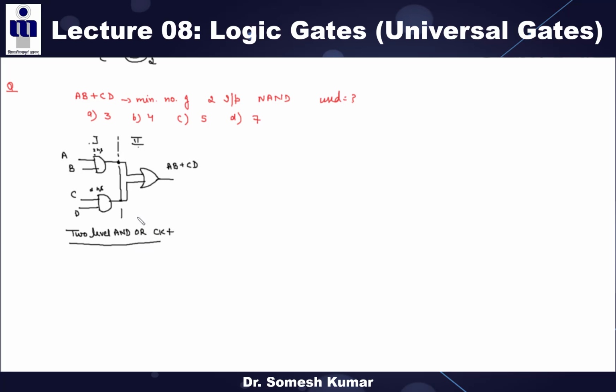But if you are thinking in a general way, an AND gate requires two NAND gates. Similarly, this AND gate requires two NAND gates, and this OR gate requires 3, right? So in a general way, if you are thinking like that, it means the answer is D, right? But it is wrong, right? So the exact answer is, see, you can write this function like this.